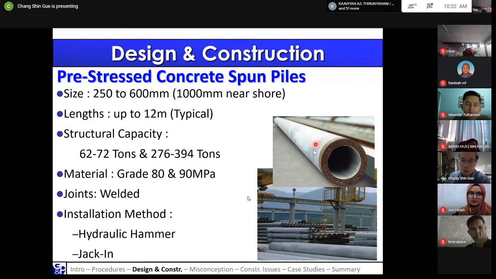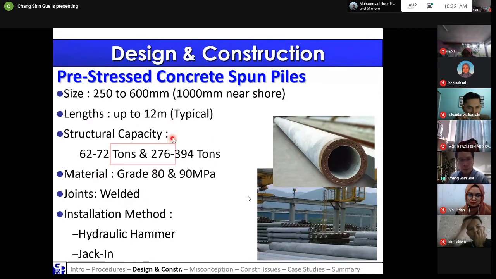So that is where the name comes from, spun piles. Typically the size, they are circular, with a diameter of 250 to 600 millimeters. Some can go up to 1 meter. And the length again varies up to 12 meters: 3, 6, and 9 meters length. And joints again are through welding.